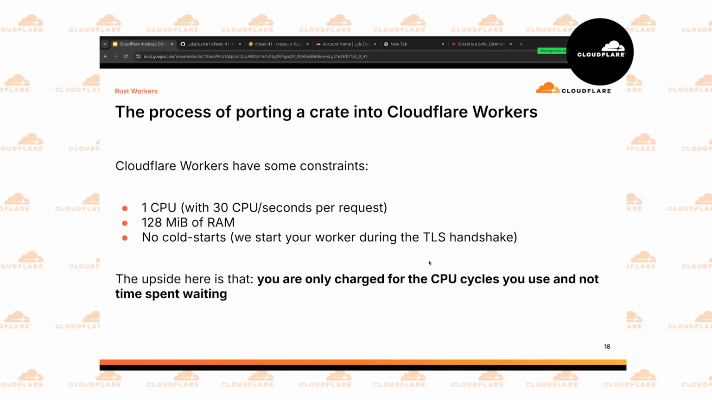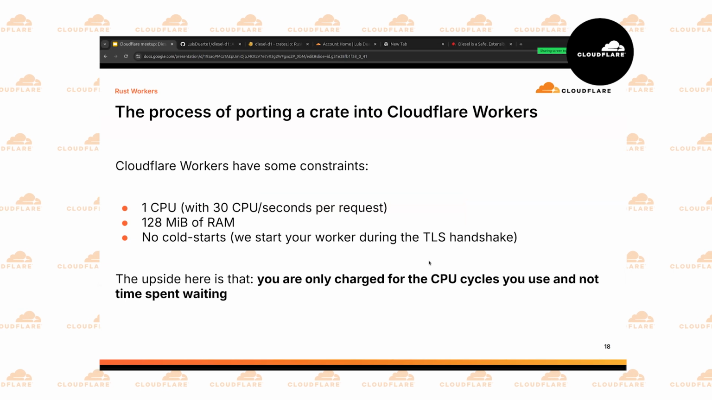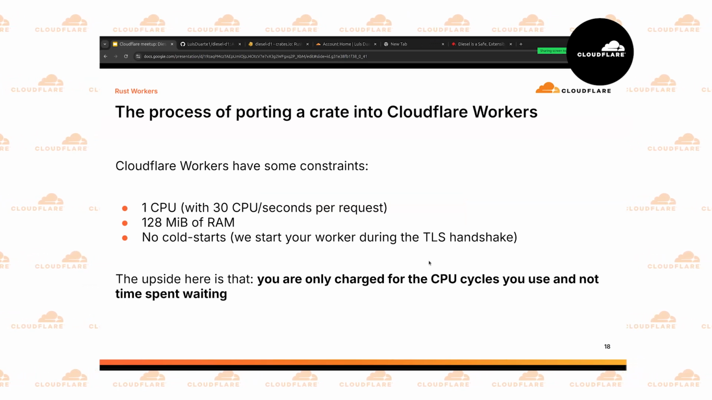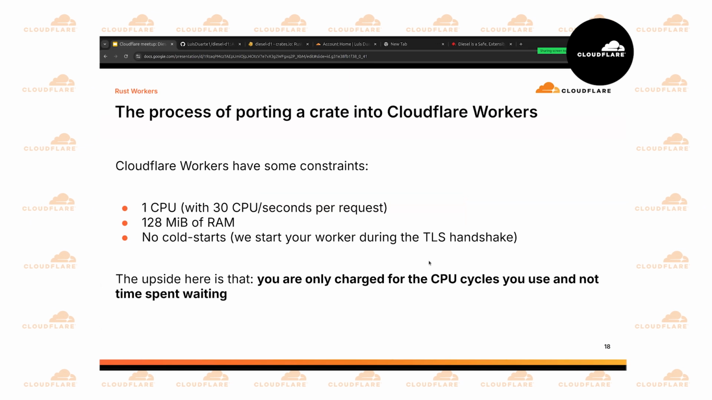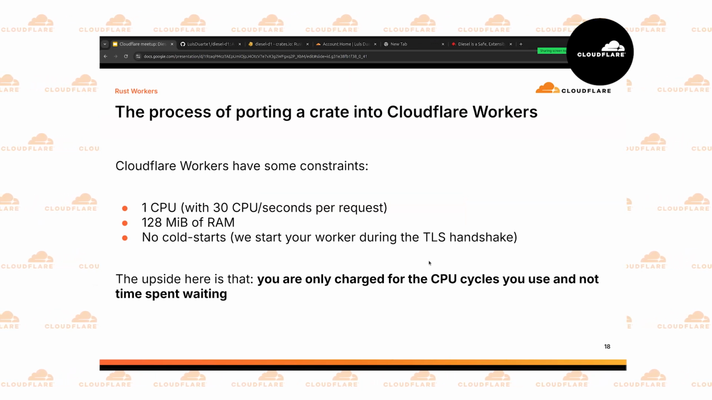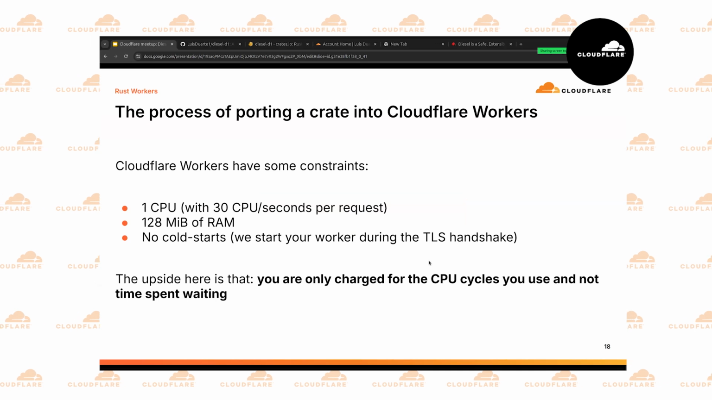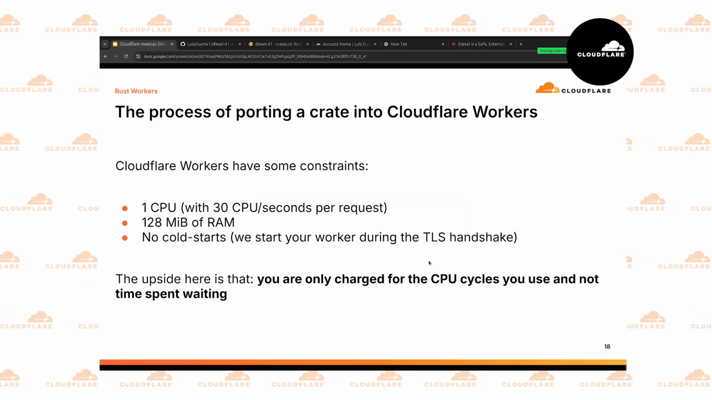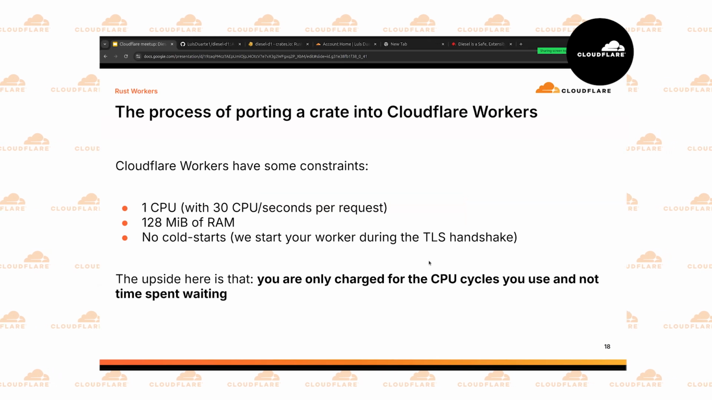But how can you port something like Diesel into Cloudflare Workers? First, we need to know the constraints of Cloudflare Workers. They have one CPU thread. You get 30 CPU seconds per request. And what I mean by CPU seconds, you can think of it as 30 seconds of CPU cycles.